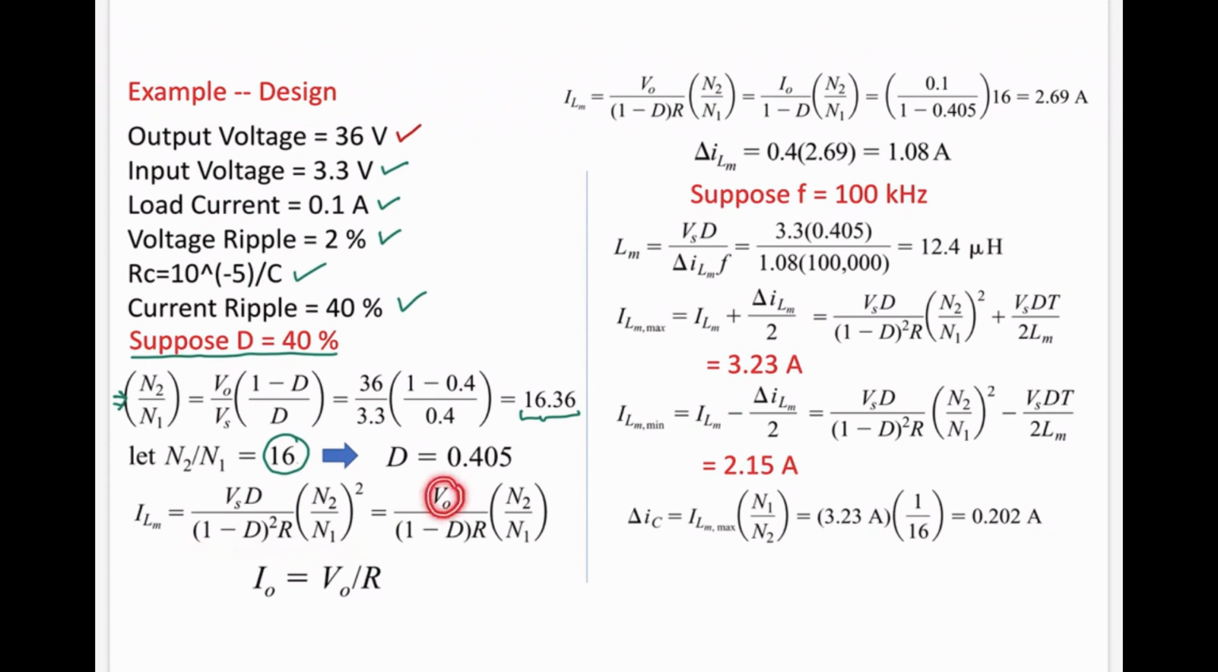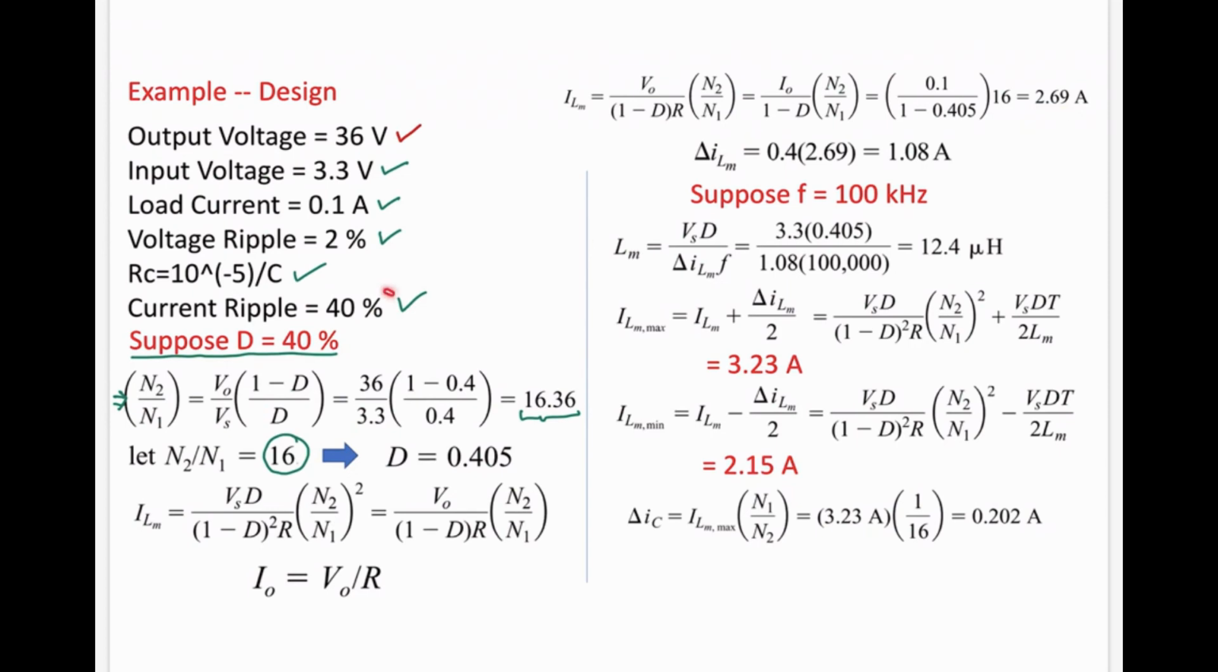Then, using the expression for the average value of the magnetization current, we have all the values, and the I0 can be simply calculated as V0 by R. So using this expression, we can find out the average magnetization current. That will be equal to V0 by (1 minus D) into R into N2 by N1, and that can be written as I0 by (1 minus D) into N2 by N1. So plugging in the values, the magnetization current comes out to be 2.69 ampere.